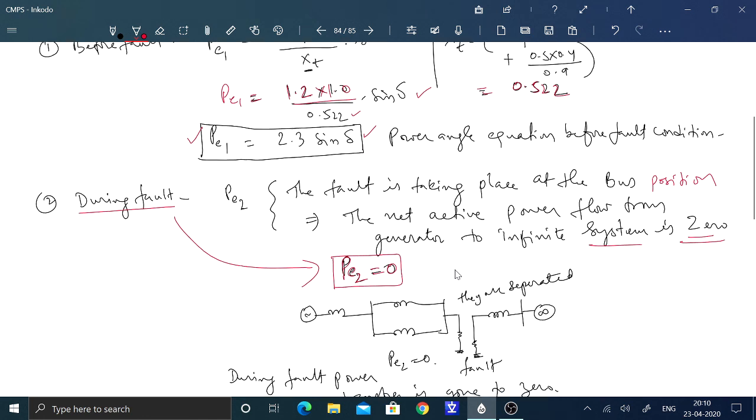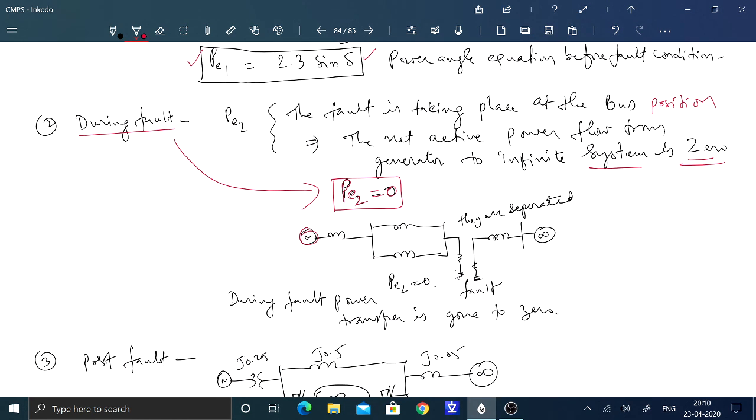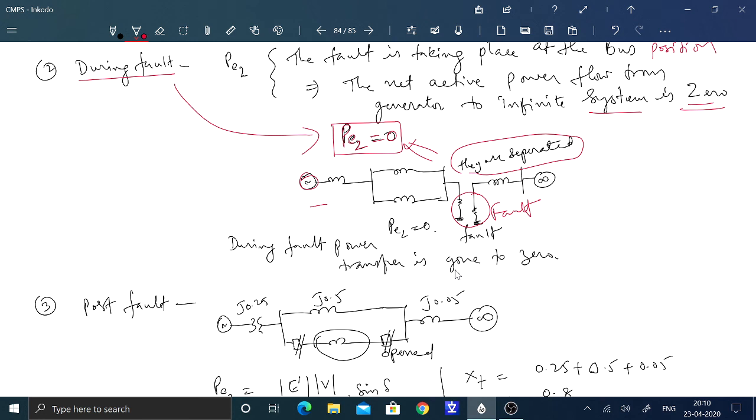You can also see from the equivalent circuit diagram, this is the machine, transformer, 2 transmission lines, and this is another transformer, and this is the infinite system, and at this bus we had a fault. So due to this fault the two get isolated and separated. So the power flow from this end to this end is 0.